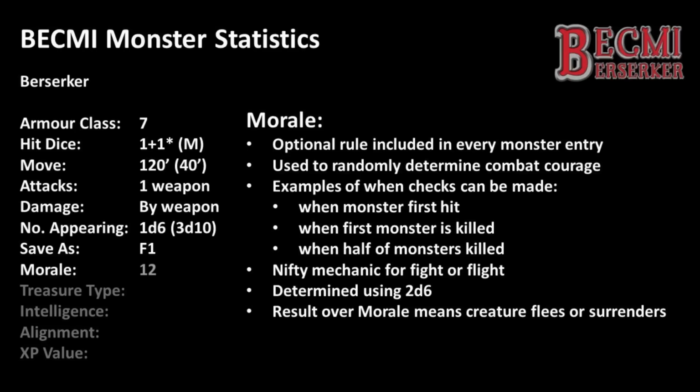Looking at the Berserker's morale, we can see that it's actually 12. Obviously you can't roll over 12 with 2d6, so this means that Berserkers do not flee combat, which kind of makes sense. However, if this morale score was less than 12, then there would always be a chance that this monster would run away if the Dungeon Master used this optional rule.